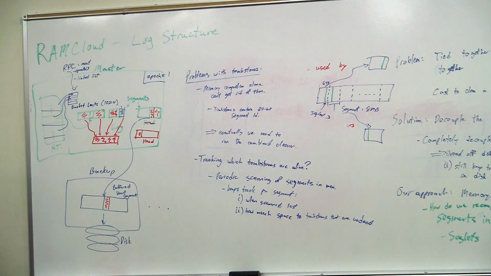Can you elaborate a little bit on why memory compaction makes the tombstone problem worse? Because I thought that memory compaction never just deletes segments. So why would it make it worse that you can't get rid of tombstones that point to a live segment? The question is, why does memory compaction make the tombstone problem worse?